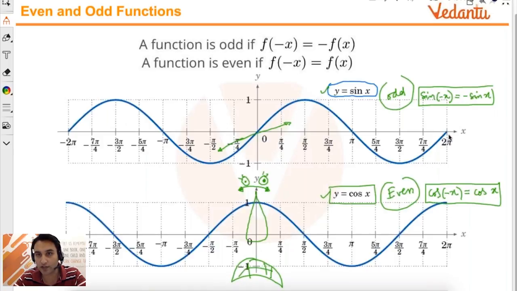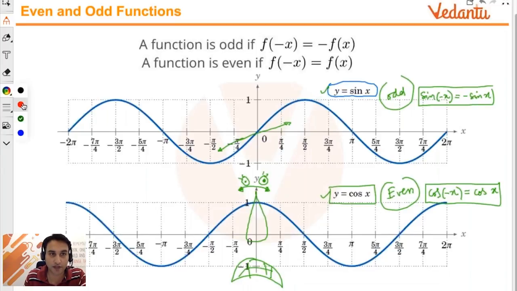Dipesh, this is exactly what I explained, right? How sine is odd, because sine of minus x. So if you take the value at pi by 4, what is the value of sine? At pi by 4, the value of sine is say 1 by root 2. So f of pi by 4 is 1 by root 2. But f of minus pi by 4 will be what? Minus 1 by root 2, right? So sine of x is this. Sine of minus x is the negative of that. Sine of minus x is minus sine x.